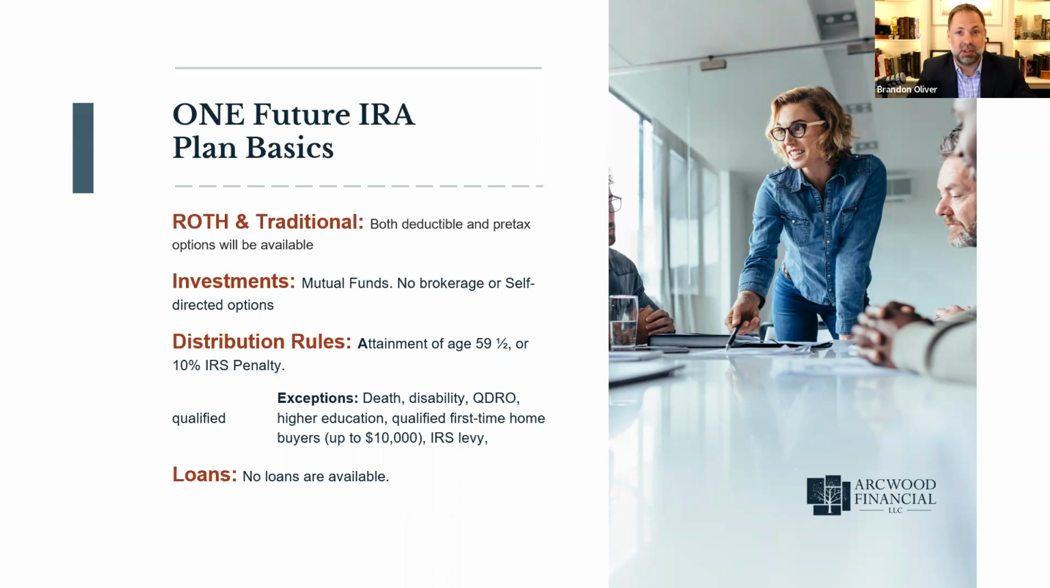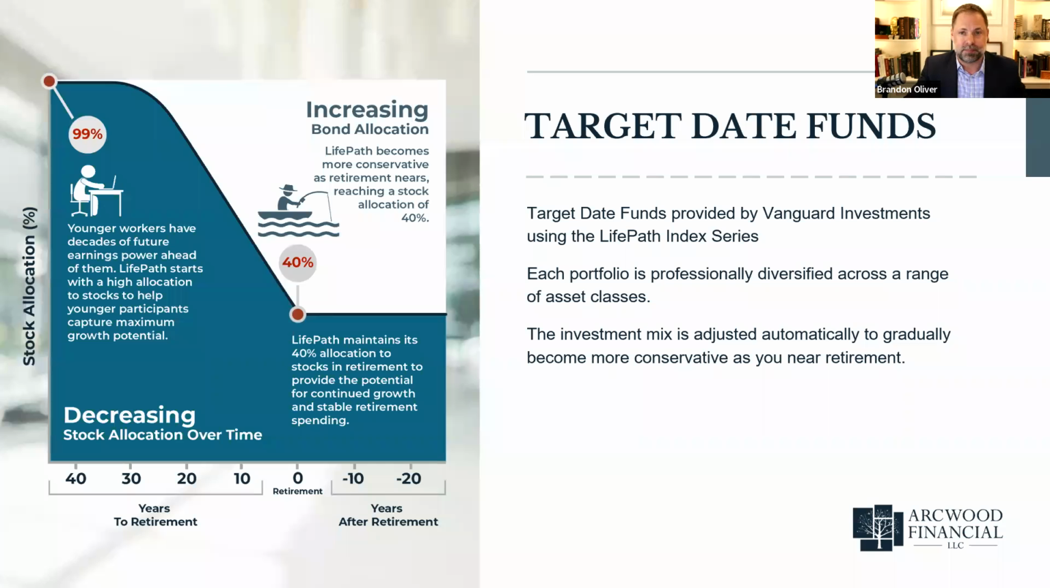Obviously, there's some exceptions such as divorce decrees, maybe the first time home buyer purchase, higher education expenses, but generally we do need to think about this being first money that goes to your future self and not money you can just pull right back out in a few years. IRAs do not have loans available like 401ks. Please note that as well.